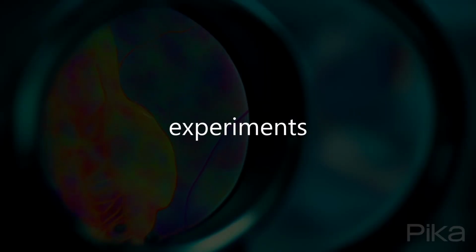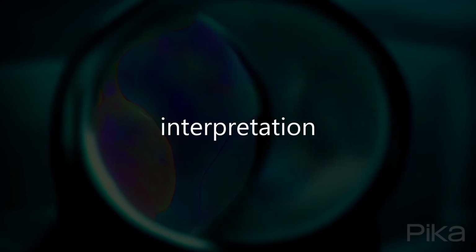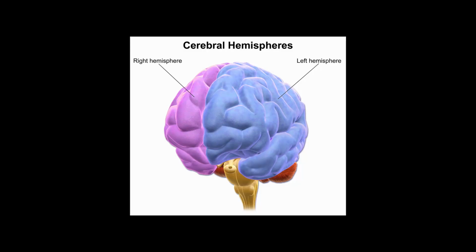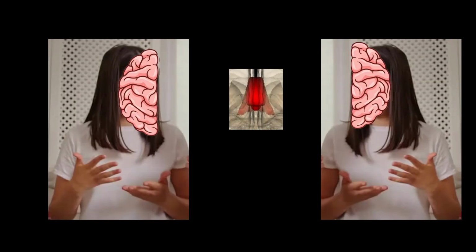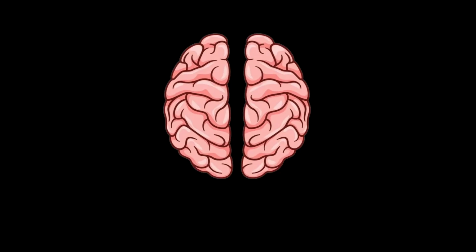A series of famous experiments gives us evidence of the automatic aspect of the act of interpretation. The two cerebral hemispheres of the brain communicate through a brain region called the corpus callosum. Some years ago they used to sever this part of the brain, not just for fun, but to stop epileptic seizures spreading from one hemisphere to the other in severe cases.